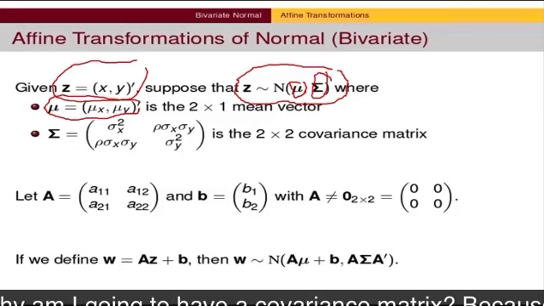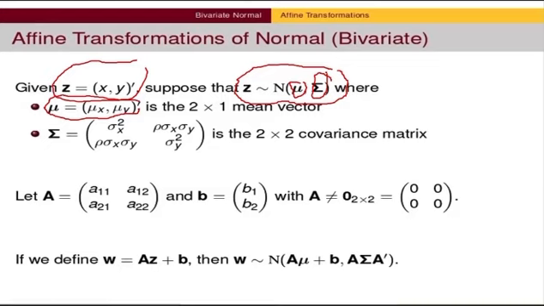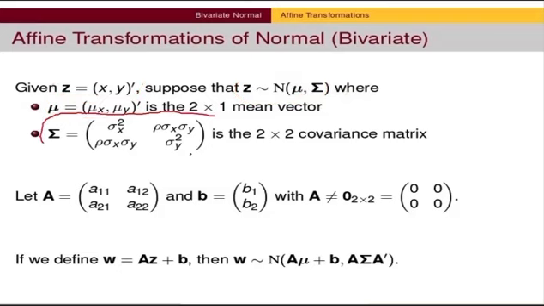Because in the diagonal, I'm going to have the variance of X and the variance of Y. In the off-diagonal, I'm actually going to have the covariance of X and Y. And that is why it's going to be 2 by 2. Take a look at that. In the diagonal, you have the variance of each variable. In the off-diagonal, you have the covariance.